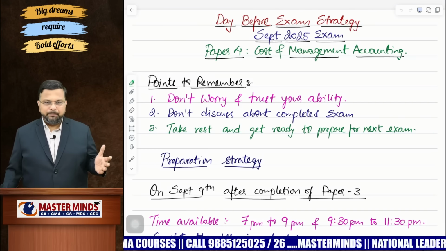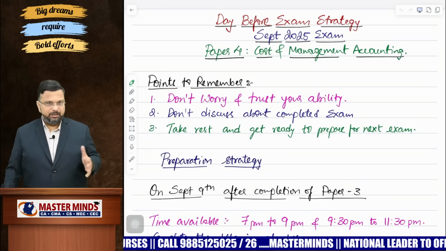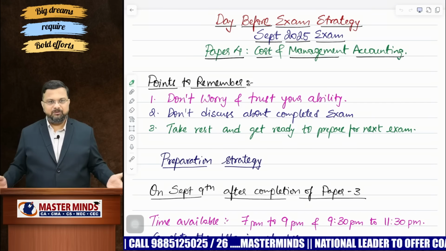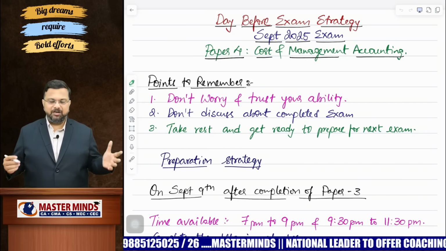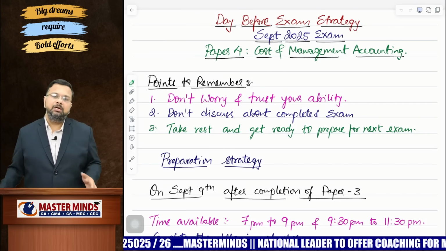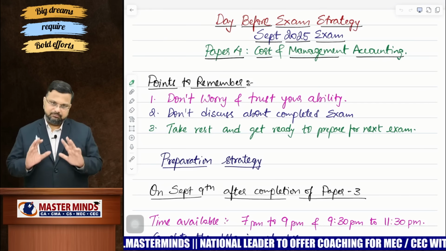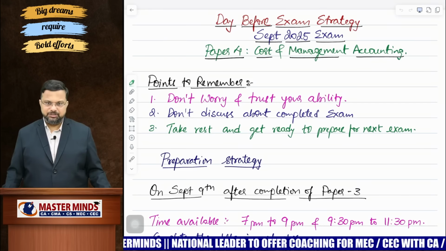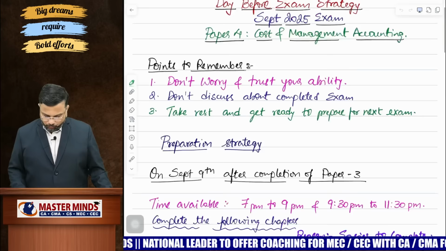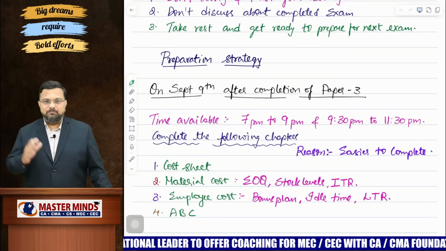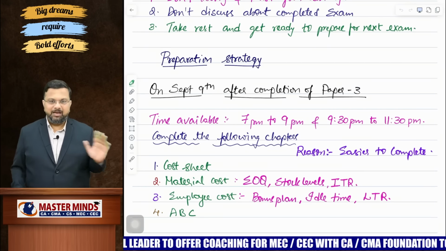On September 9th, the tax examination will be completed. By 5, the exam will be completed. It will take almost half an hour or 45 minutes to reach your destination. Then take some rest. Don't discuss anything. Have a nap, take some rest, and let us plan from 7 p.m. onwards.